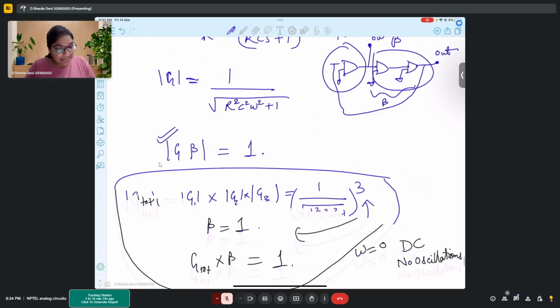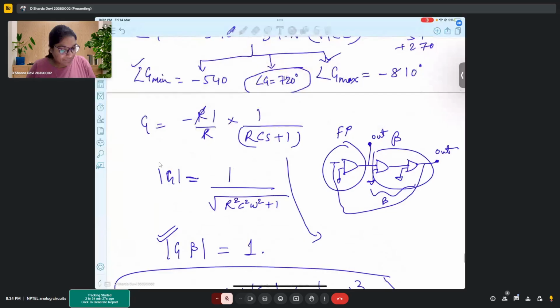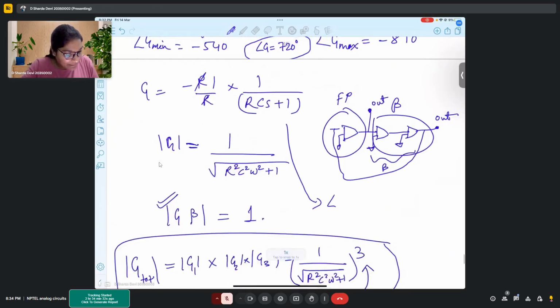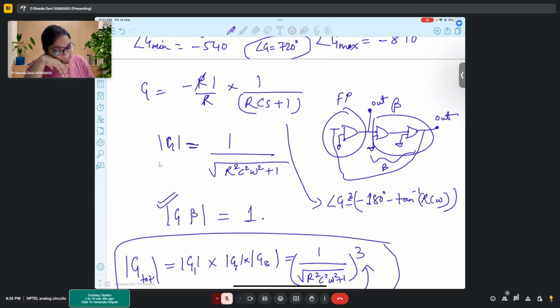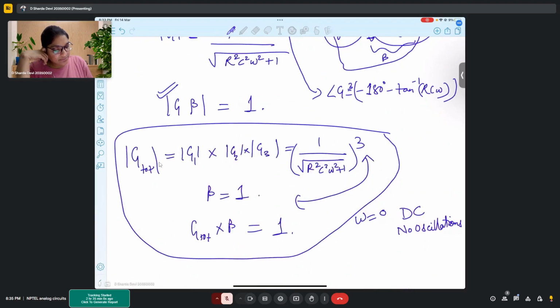Now, if I try to analyze the phase, what will happen? It will be minus 180, then minus tan inverse of RC omega. Here for phase, again we need to go for three stages. So according to phase, it is satisfied, but for gain, it is not satisfied.